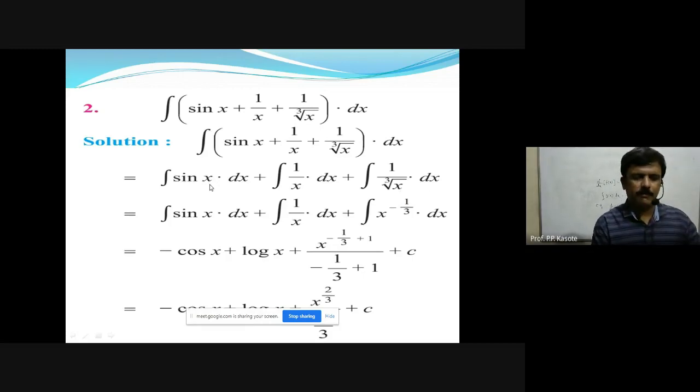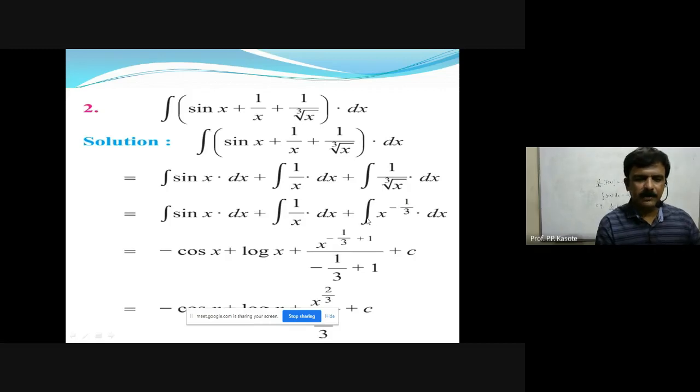Okay, now with the help of the first rule, we are evaluating their integral separately. Now let us not worry about the integral of sine x. We know we have a standard formula for this. We have the integral of 1 upon x also, but we do not have any formula to write the integral of 1 upon cube root of x. So let us simplify it first. 1 upon cube root of x can be written as x raised to minus 1 upon 3.